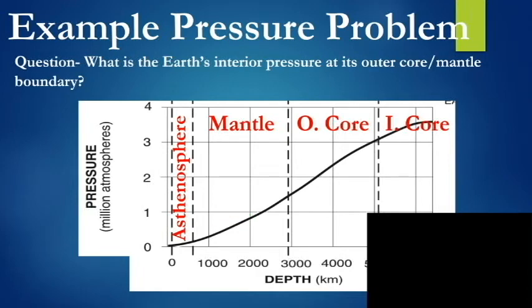All right, same thing. Outer core mantle boundary. I'm just giving out random questions here. There it is. There's the boundary. We come up to the line, come to the left. We estimate, it's about 1.5 million atmospheres.